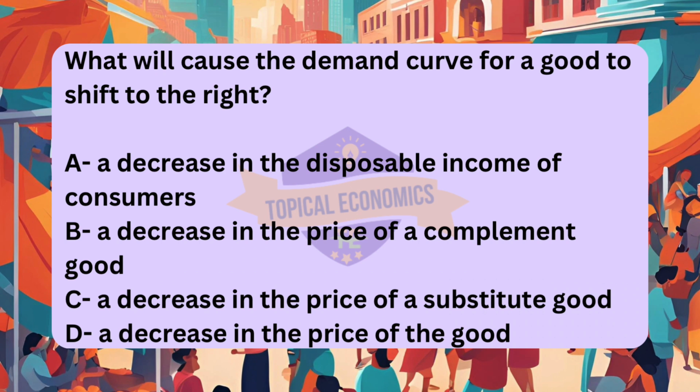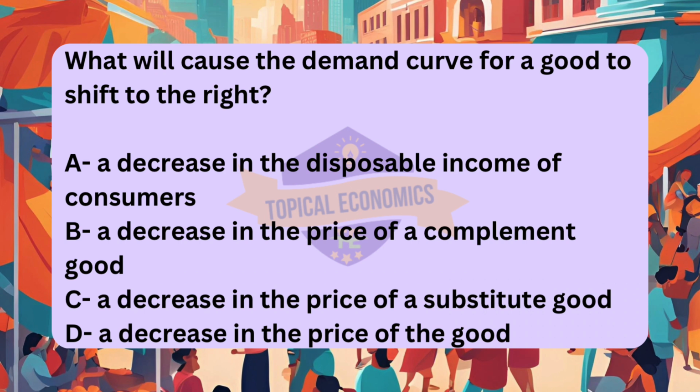The correct answer for this question is option B, a decrease in the price of a complement good. When the price of a complement good decreases, it makes the combined purchase of both goods more affordable. For example, if the price of printers falls, consumers are more likely to buy both a printer and ink cartridges, which are complementary goods. This increases the demand for the original good, causing the demand curve to shift to the right. Now, let's look at the other options.